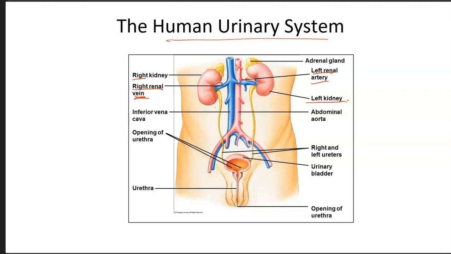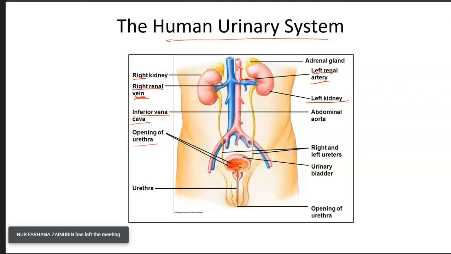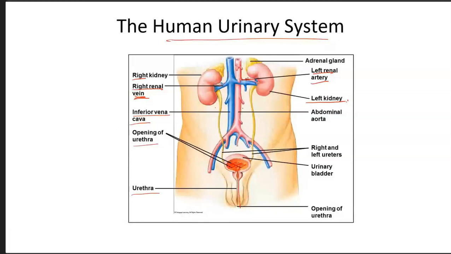Okay. So, and then you have the inferior vena cava, the blue blood vessel, the larger blood vessel. And then you have the opening of the urethra. So the urine will be stored in the urinary bladder, and then out of the body through the urethra. So the other large blood vessel is the abdominal aorta. So the kidney filters the blood.